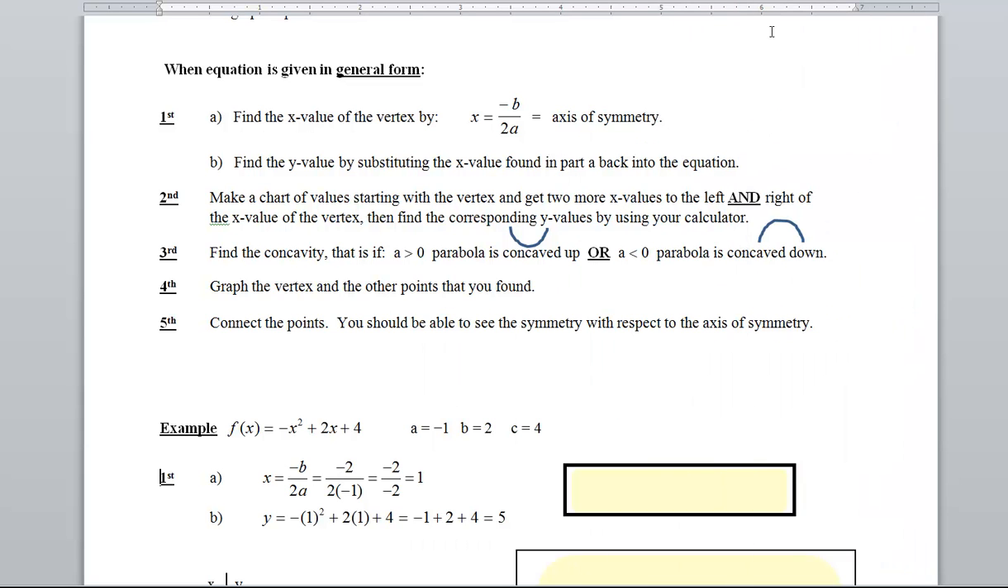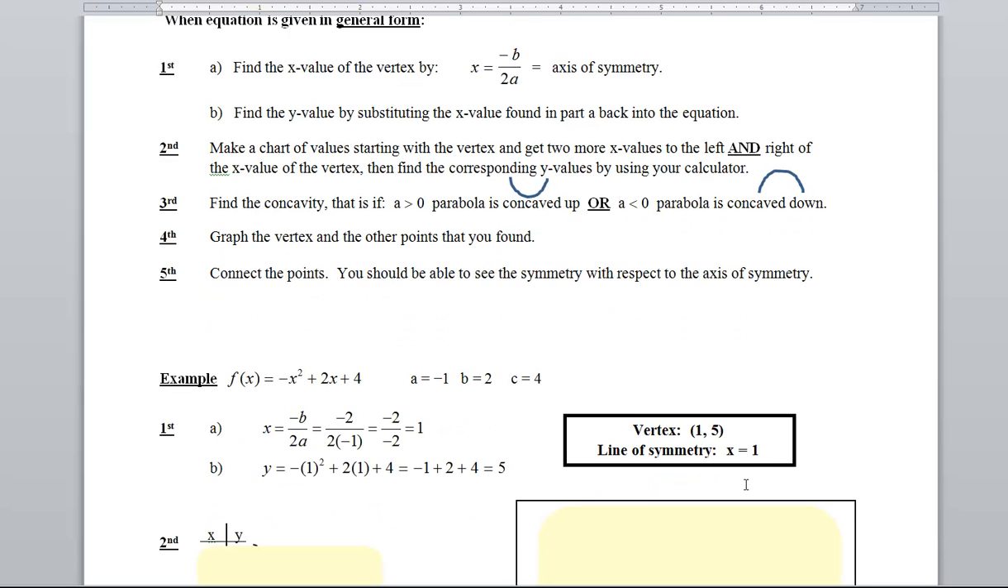Oh, let me put it back down. So important information. Vertex is 1, 5. Line of symmetry is x equals 1. Please use this equation. If someone asks you what's the line of symmetry and you say 1, I will count it wrong. So this is an equation, so you've got to have that. And if you just keep x equals and you do all that, you have it. X equals 1. That's your line of symmetry.